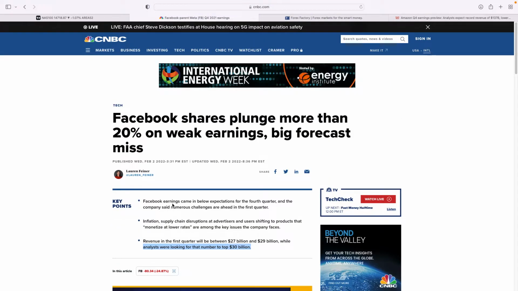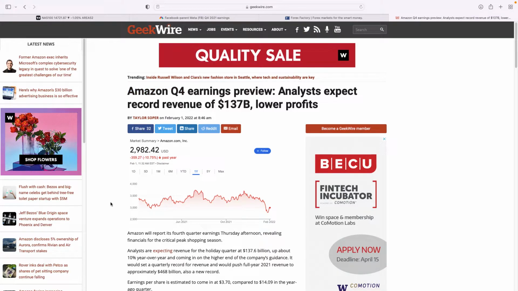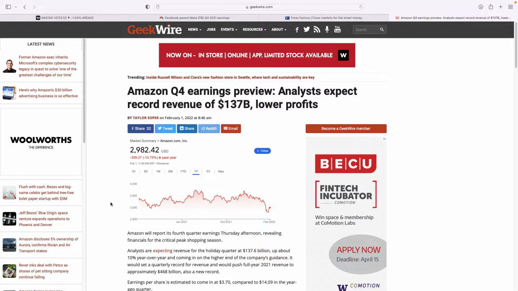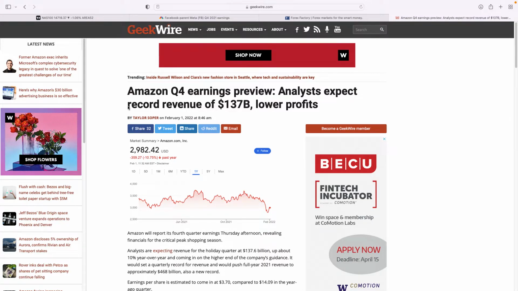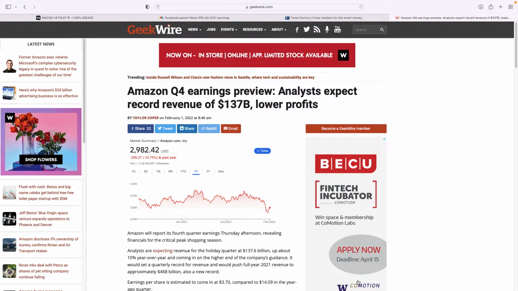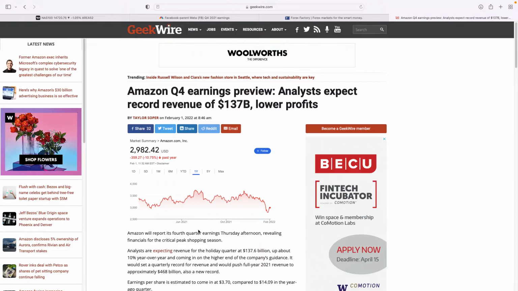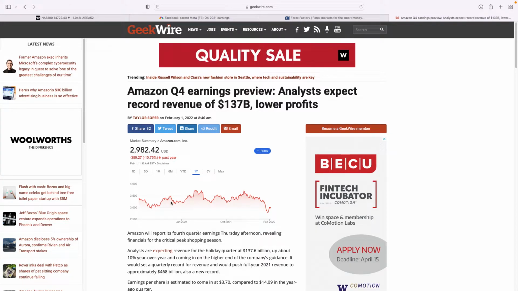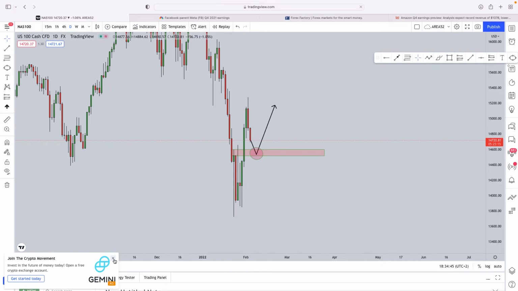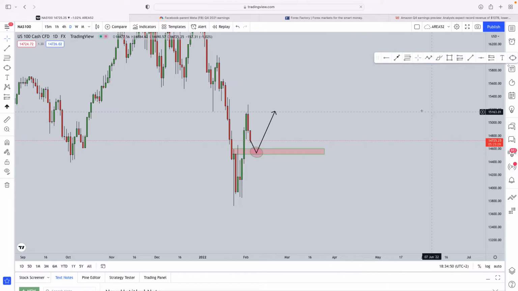Now, we also have Amazon earnings coming through tonight, and it says here from GeekWire, Amazon Q4 earnings preview. Analysts are expecting record revenue of 137 billion, lower profits. Now, I don't care what the analysts are saying. I will wait for the data to get released first. Amazon also weighs in at 6.7% of the NASDAQ 100. So this is going to have a substantial impact on the way the NASDAQ 100 could move after the news has been released. So the best way for us as traders, we have to be reactive and not predictive.